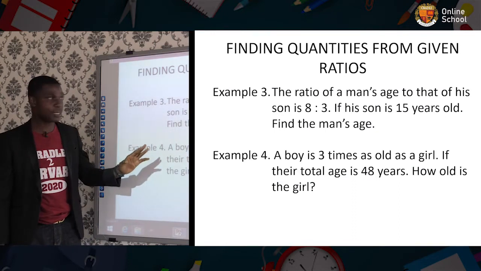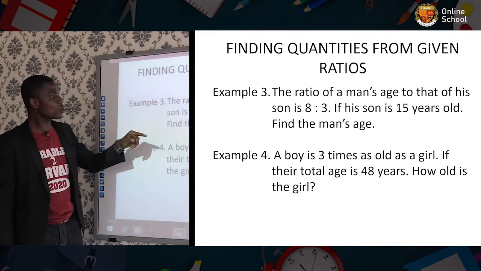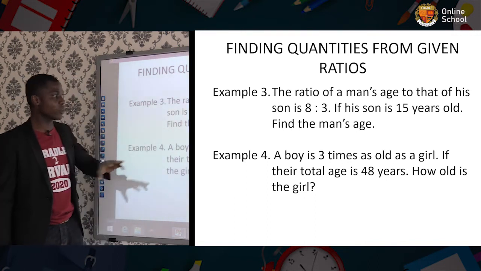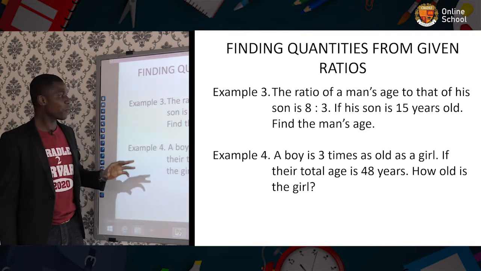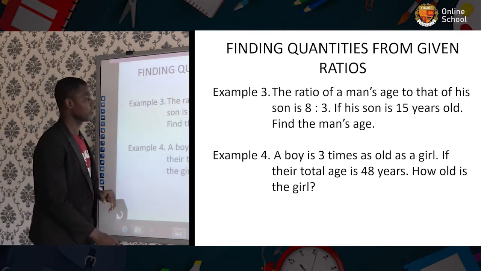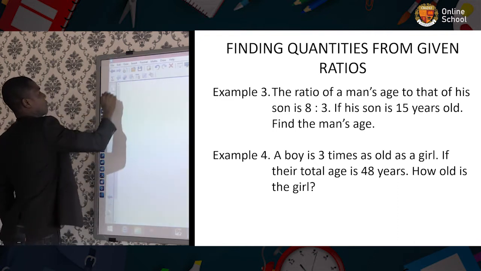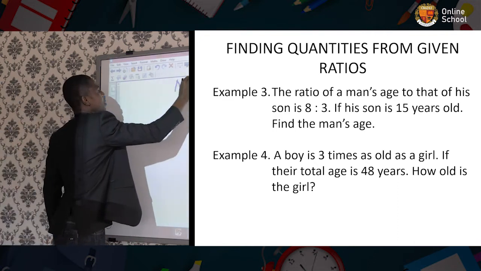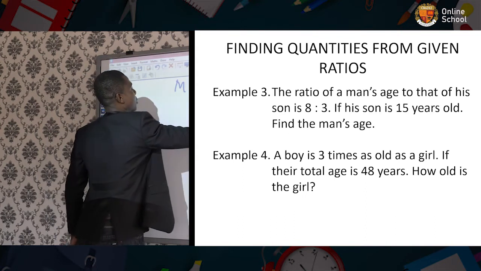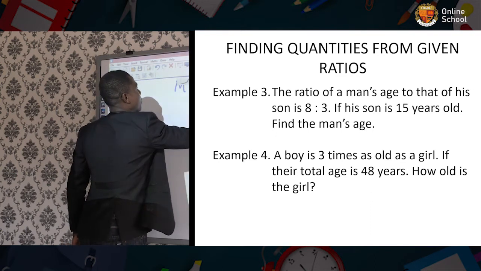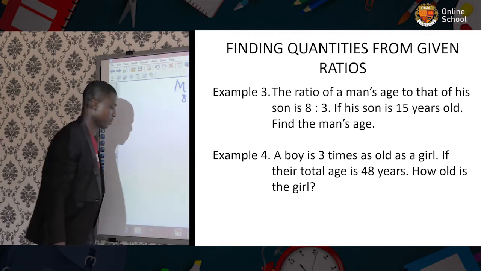Let's listen very attentively here. This is finding quantities from given ratios. The ratio of a man's age to that of his son is 8:3. If the son is 15 years old, find the man's age. Let's take it man to son, 8:3. Man to son, 8 ratio 3.